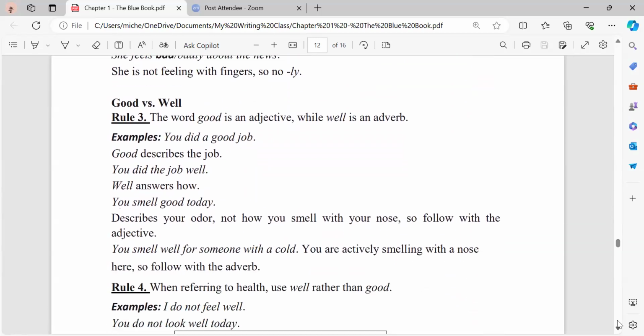And then we have good versus well. Technically it is the same subject about the adverb and adjective, so we have rule number three. The word good is an adjective while well is an adverb. So we need to know the difference. And here are some examples. You did a good job. So good right here describes the job. You did the job well. Well answers how. You smell good today. It describes the odor, not well. Smell with your nose. So follow with the adjective here.